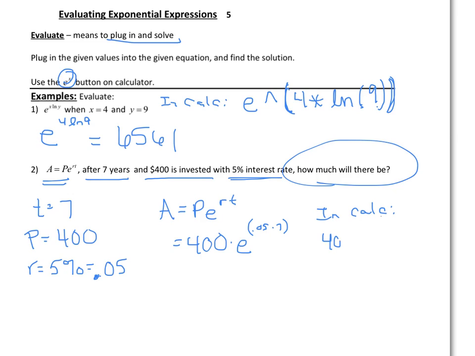I'd want to type in 400 times e caret parenthesis 0.05 times 7. Close that parenthesis. You want to make sure you have a parenthesis around your whole entire exponent. And if I type that in the calculator, you get 567.63 if you rounded to the nearest cent.